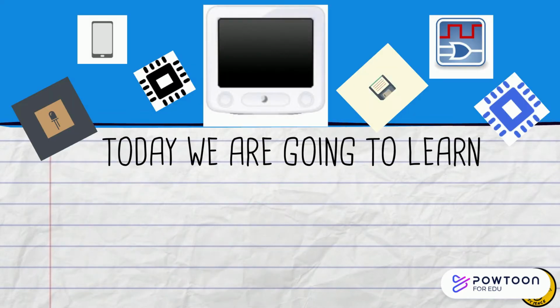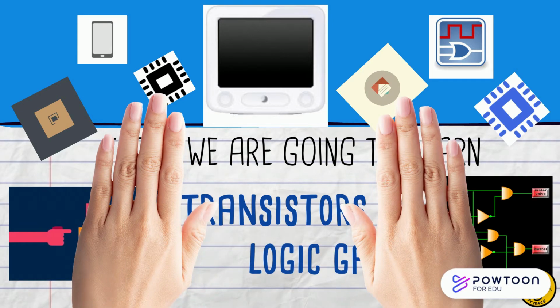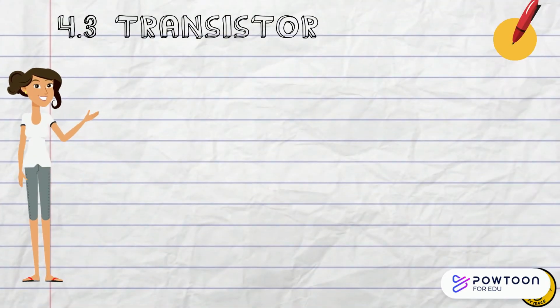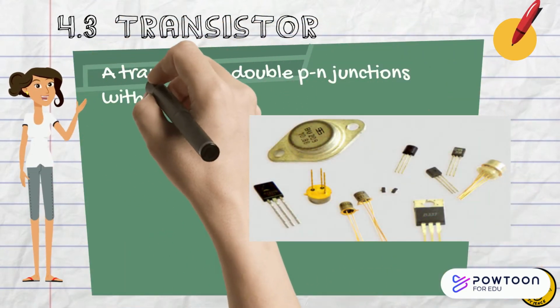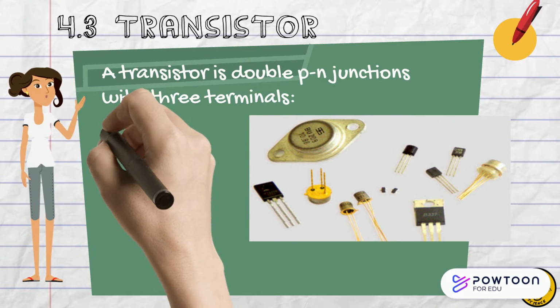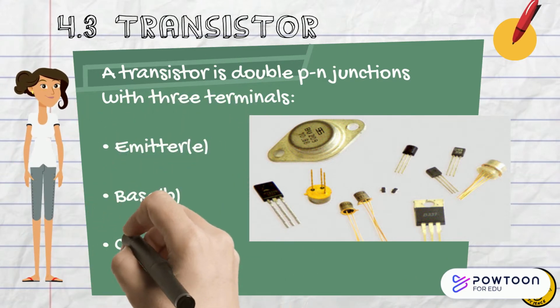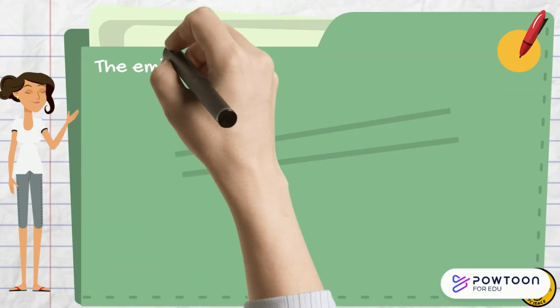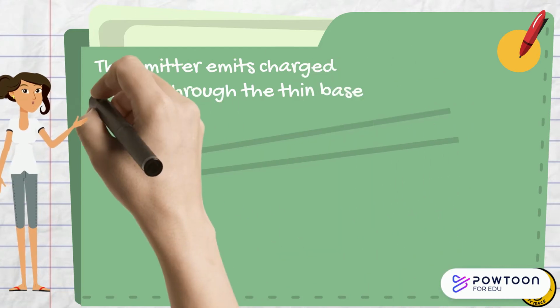Today we are going to learn about transistors and logic gates. Transistor. A transistor is a double p-n junction with 3 terminals: emitter, base, and collector. The emitter emits charge carriers through the thin base layer to be collected by the collector.